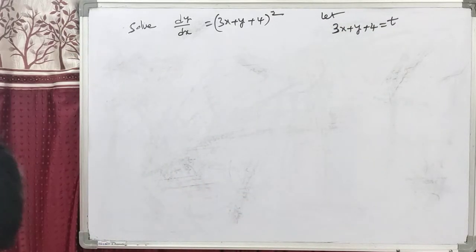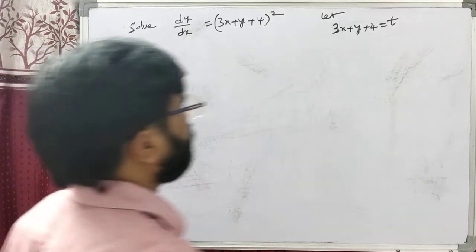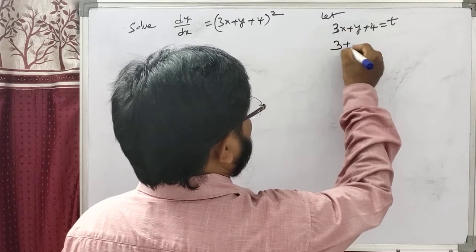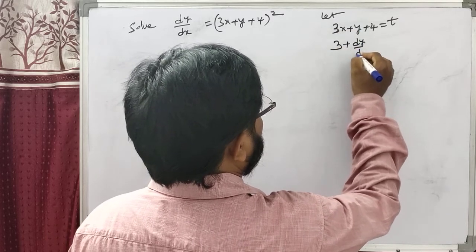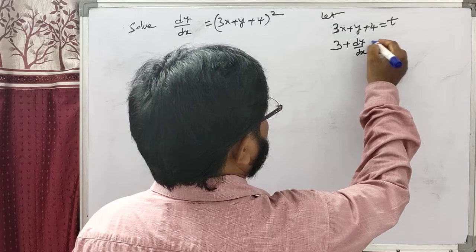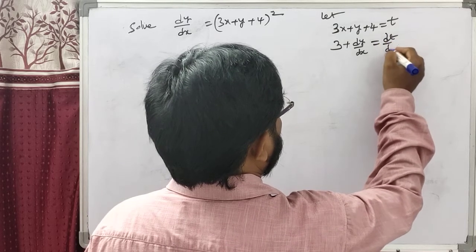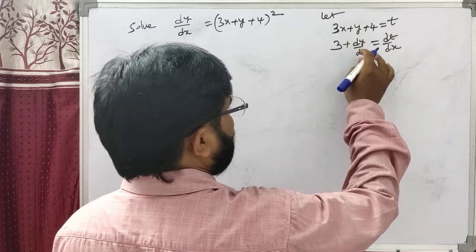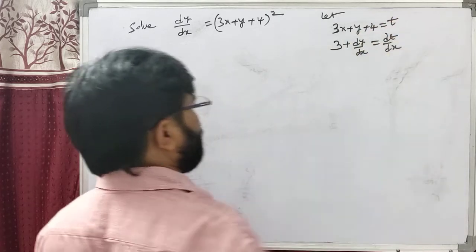Okay students, the 3x plus y plus 4 equal to t. Now we can take the derivative: 3 into derivative of x is 1, this is dy by dx, derivative of 4 is 0, this is dt by dx. Understand students? Derivative of 3x is 3, dy by dx, the derivative of 4 is 0, dt by dx.